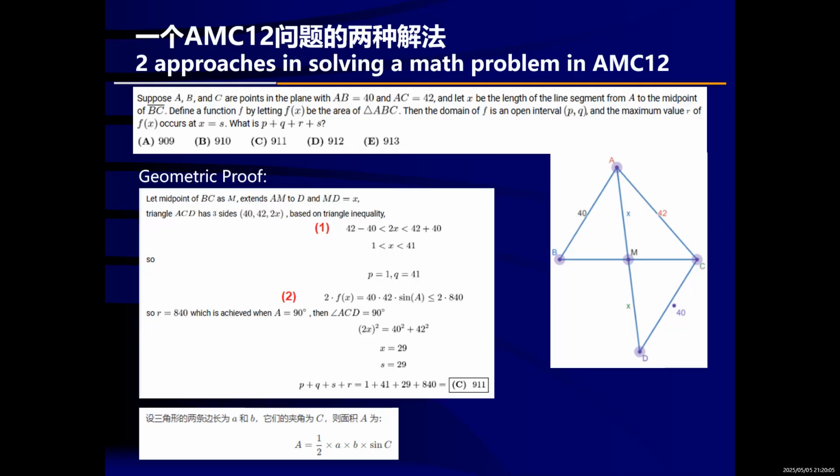Therefore, S equals 29. Now we have the values for P, Q, R, and S. We add them all up and get 911. This is the final answer.